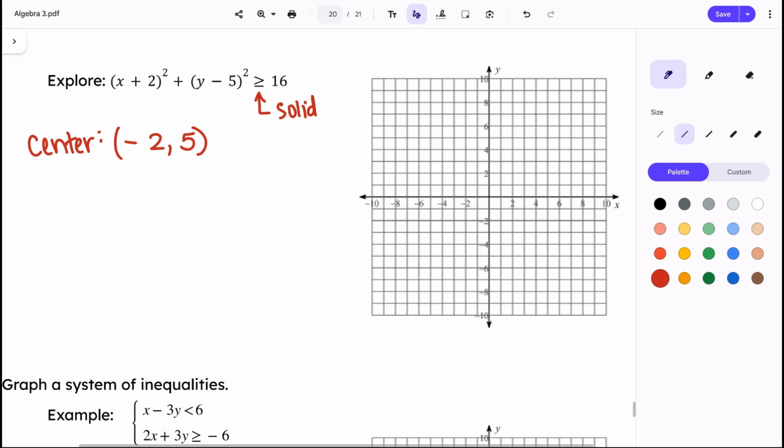Remember, your center comes from those parentheses, but it's opposite signs. Because they always start out with a minus. So if it switched to a plus, that means you put in a negative. And then how do we find our radius? What do we do with the last number? Square root it. Because remember, the last number is r squared. So what's the square root of 16? 4. So my radius is 4.